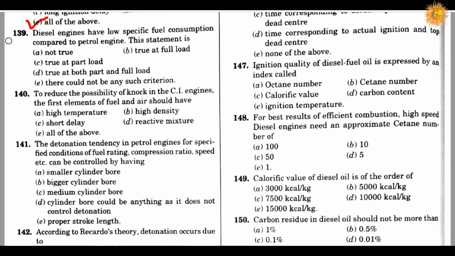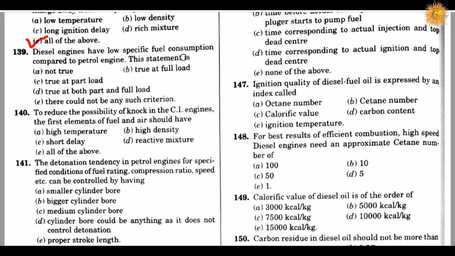Question number 139. Diesel engines have a low specific fuel consumption compared to petrol engines. This statement is: option A, not true; option B, true at full load; option C, true at part load; option D, true at both part and full load; option E, there could not be any such criteria. So the correct answer is D, true at both part, or you can say partial, and full load.